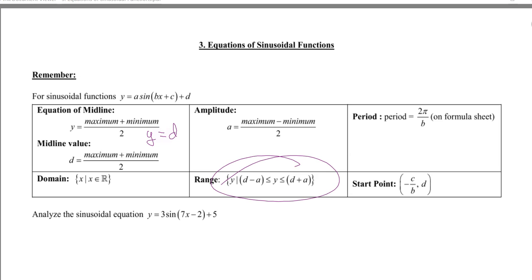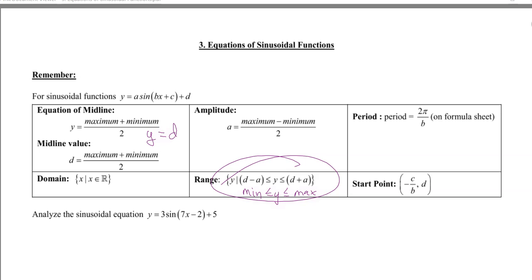If you take the d value and subtract a, you'll get down to the minimum. If you take the d value and add a, you'll get up to the maximum. Because we vary from the midline, we go up the amplitude and down the amplitude. The range is min less than or equal to y less than or equal to max.